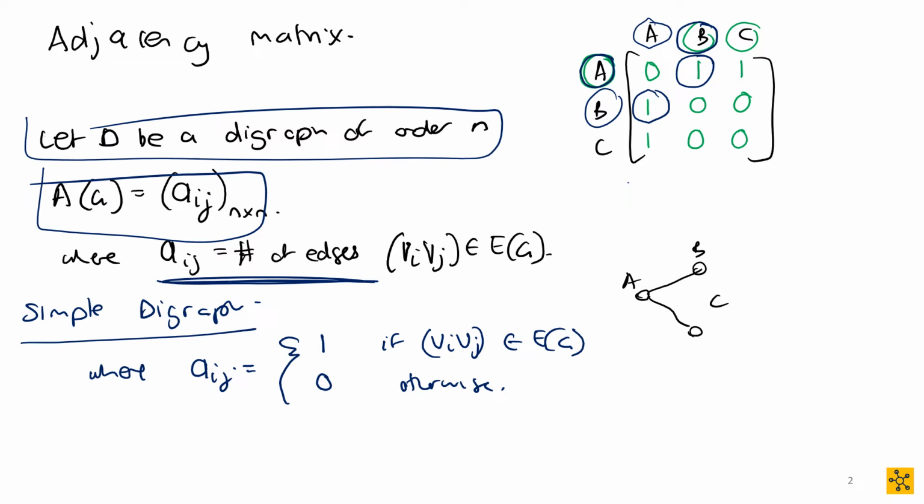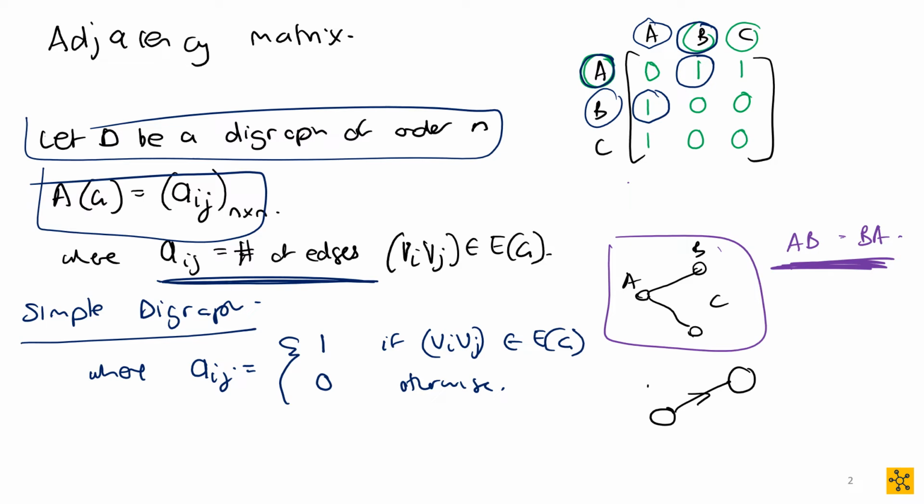Previously, when we had a normal graph, AB was equivalent to BA. This is no longer the case here. When we have our digraph with A, B, and C, it's very specifically AB, it is not BA. So you will fill in your AB as 1, but not your BA as 1. So let's go ahead and do an example of this.